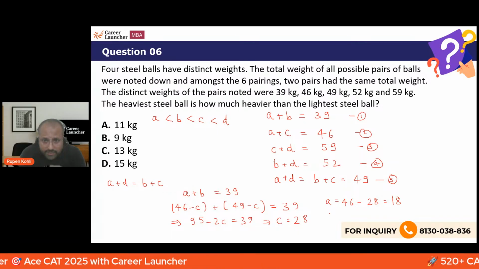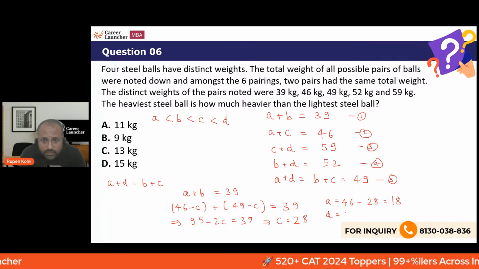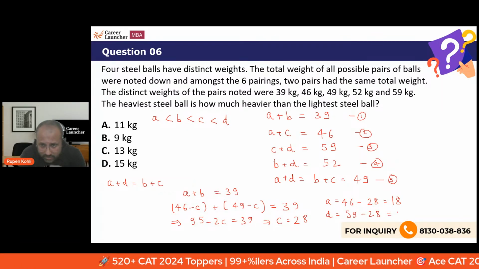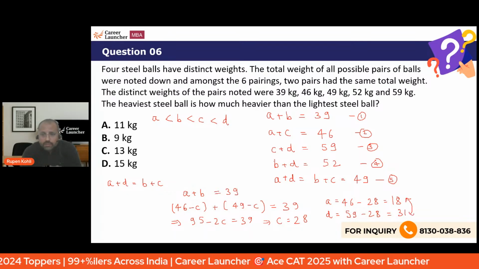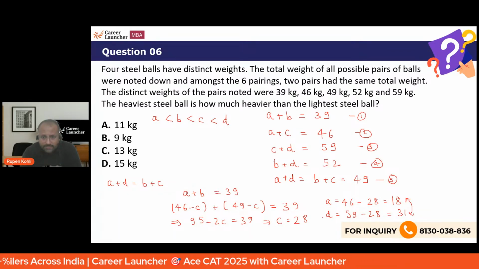Perfect. Can we find D? Let's say from the third equation, yes, we can find that. D therefore is 59 minus C, which we have got as 28. So this is coming to be 31. So therefore, this difference is what we're looking for, which is 31 minus 18, right? So 13 kg.